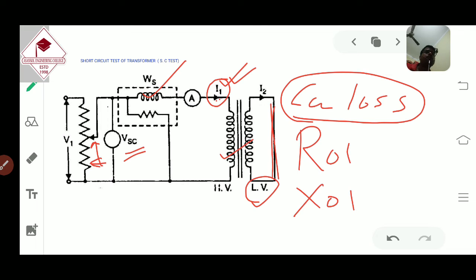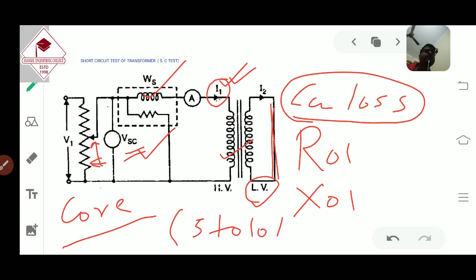This wattmeter. Why? Because core loss is being neglected. The reason is that the supplied voltage, VSC, is very low, right? It is near about 5 to 10% of rated voltage. That means 5 to 10% of the rated voltage will cause a rated current to flow in the primary winding. Why? Because the secondary winding is short circuited.